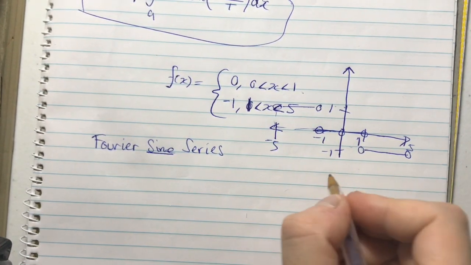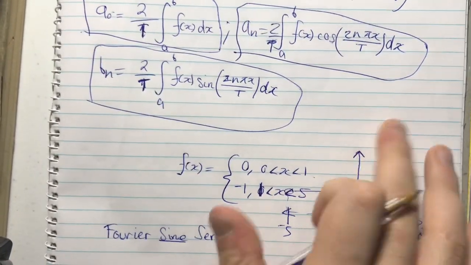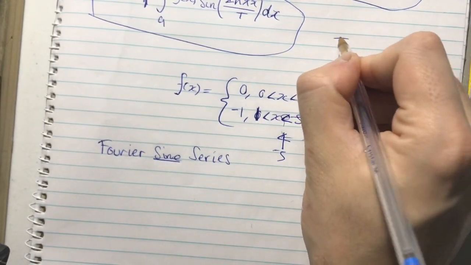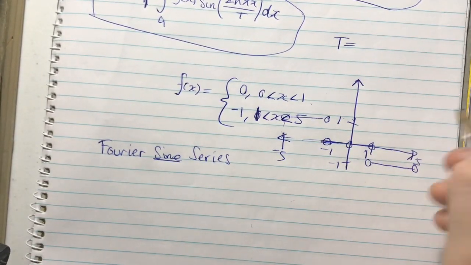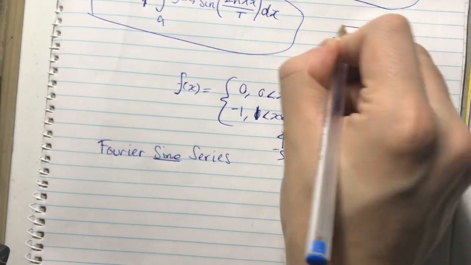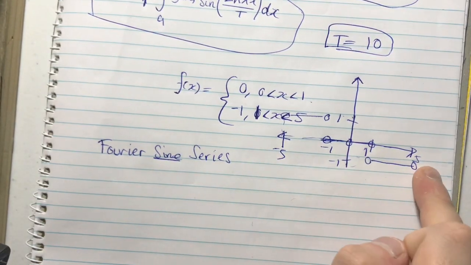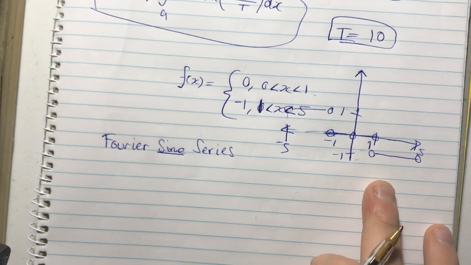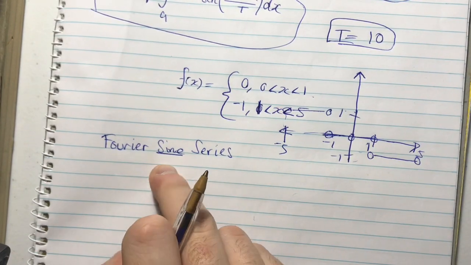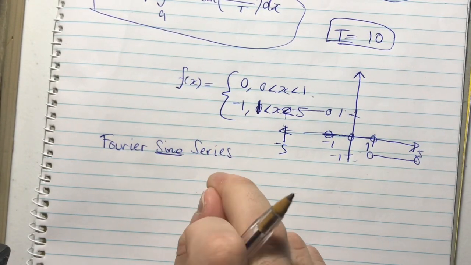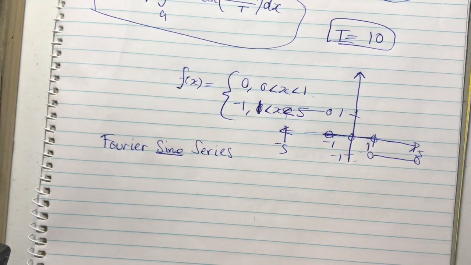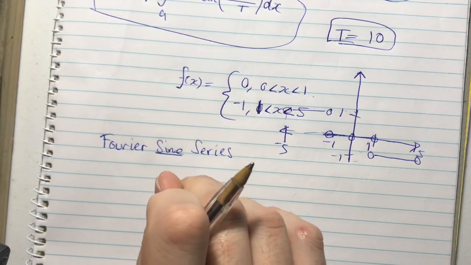As such. Now, I forgot to mention what T was. T is the period of the function. And in this case, T equals 10 because it goes from minus 5 to 5. So that's that. Since we're doing a Fourier sine series, by the way, we don't need a0. a0 actually becomes 0 because the average over the entire function should equal 0. So that's just a side note.